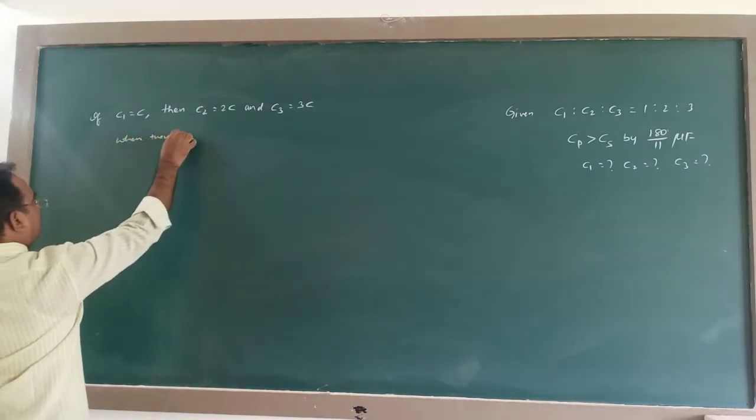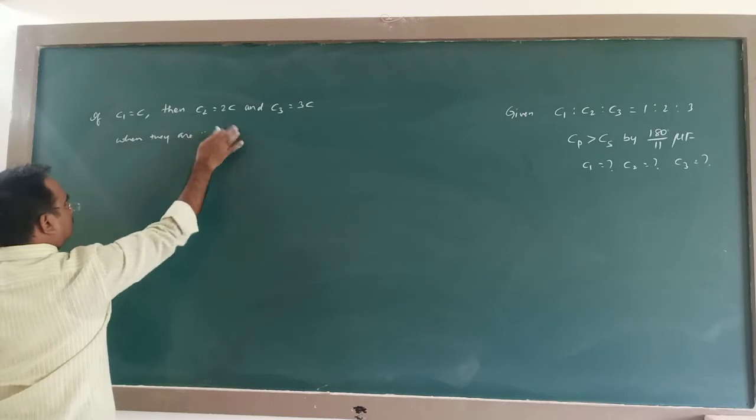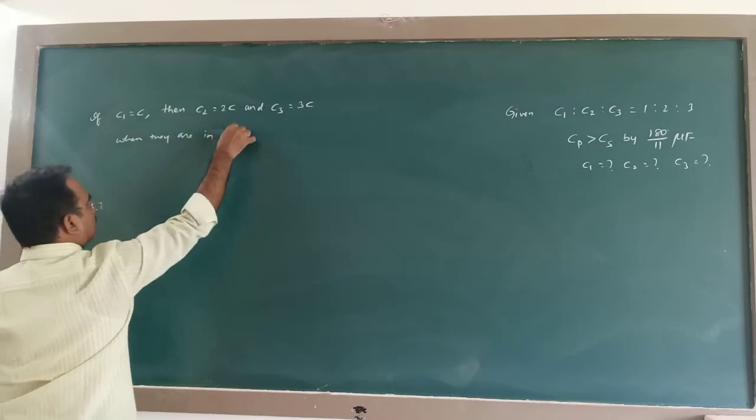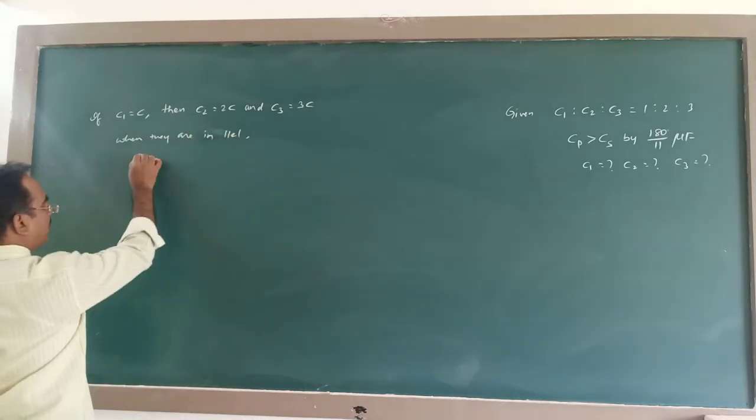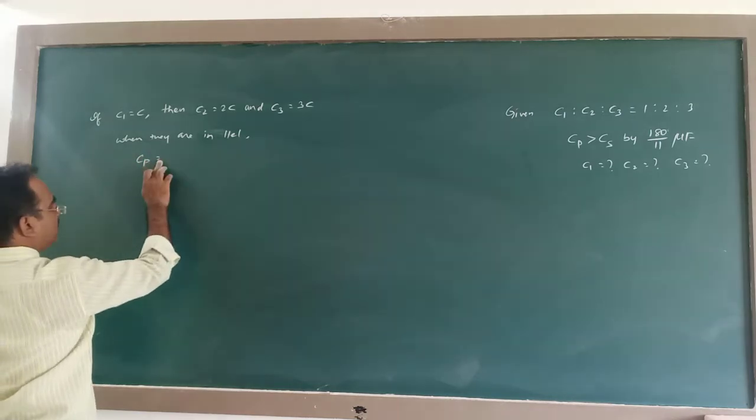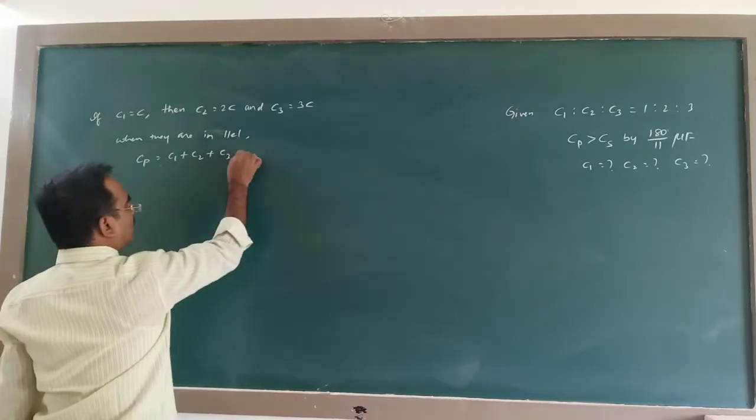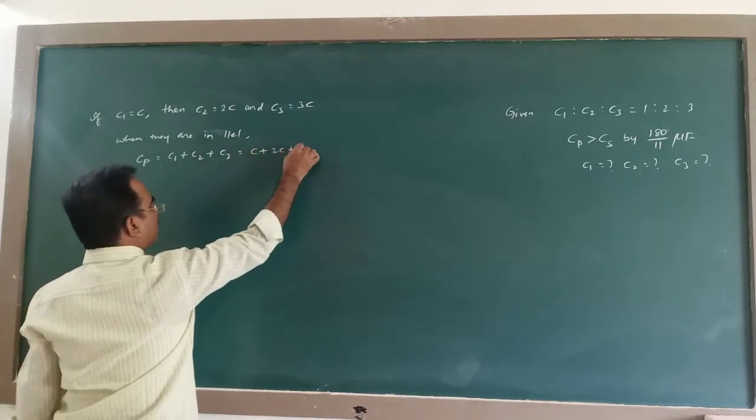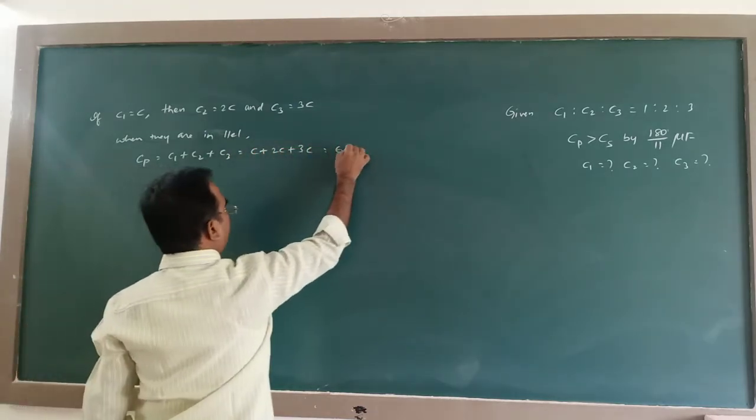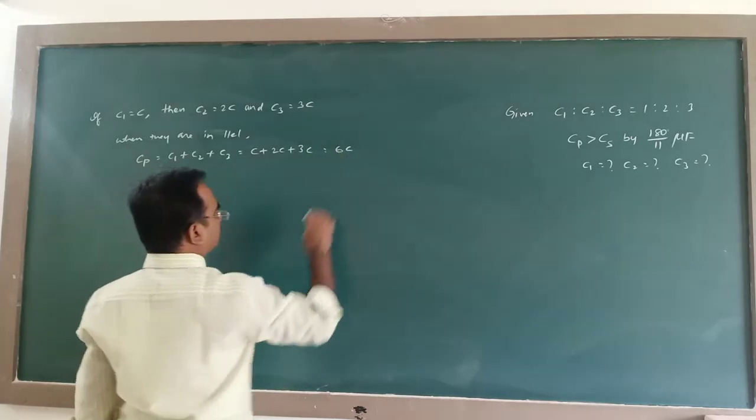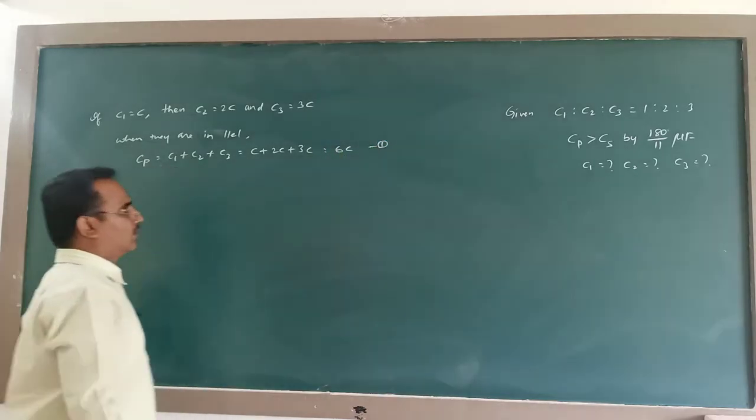When they are in parallel, this CP, C1 plus C2 plus C3, is equal to C plus 2C plus 3C, it will be equal to 6C. This is equation 1.